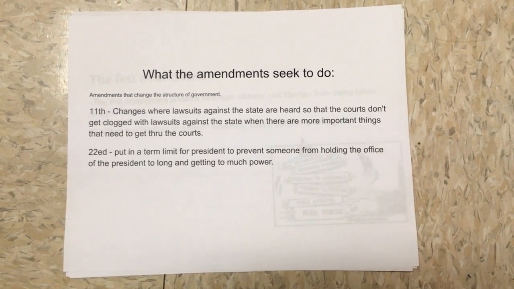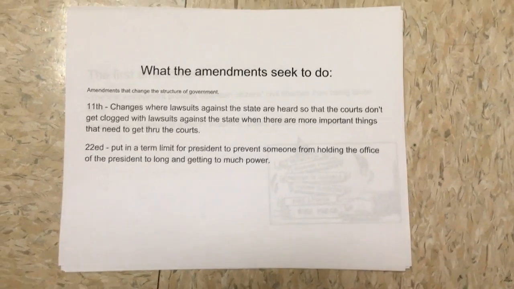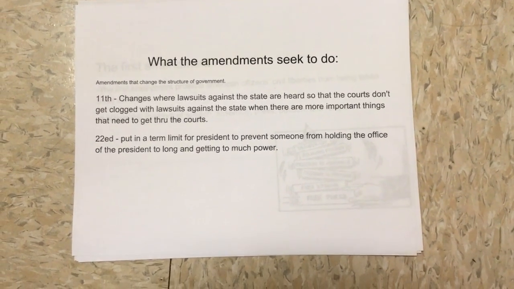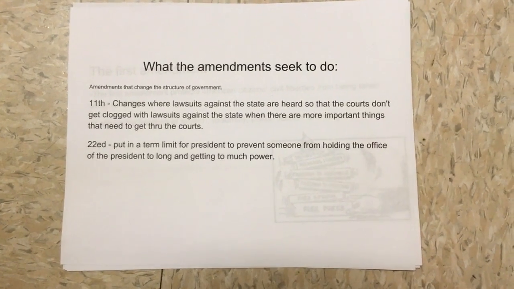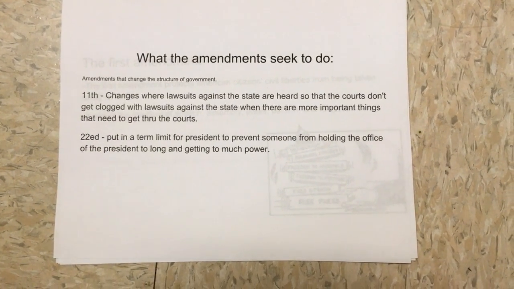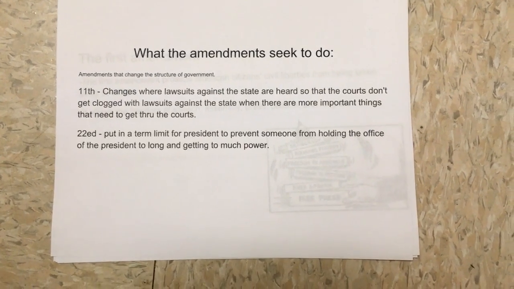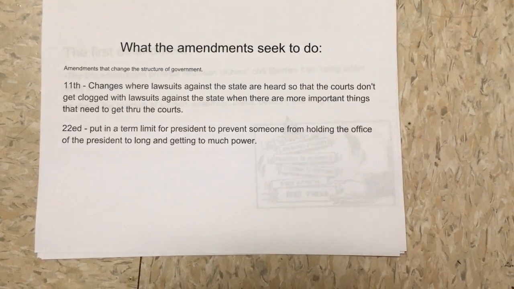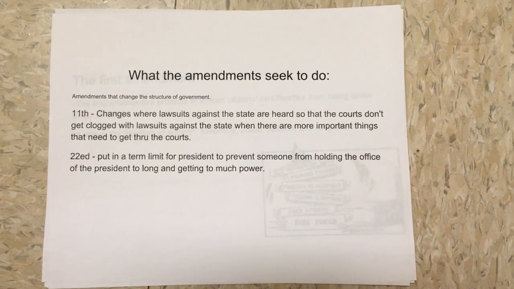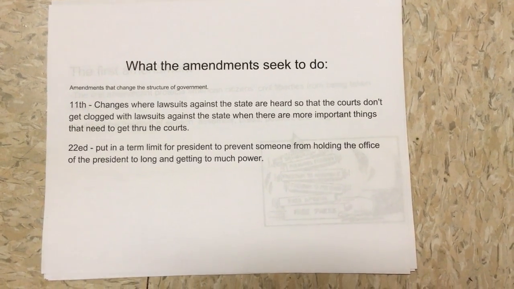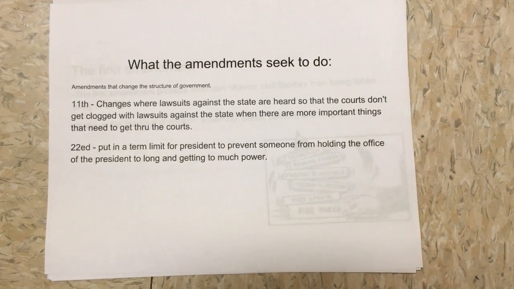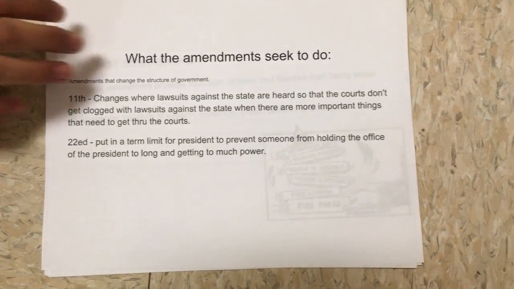Amendments that change the structure of government. The 11th Amendment changes the lawsuits against the state so the courts don't get clogged with lawsuits against the state when there are more important things that need to go through the courts. The 22nd limits the president from holding the office too long and getting too much power.